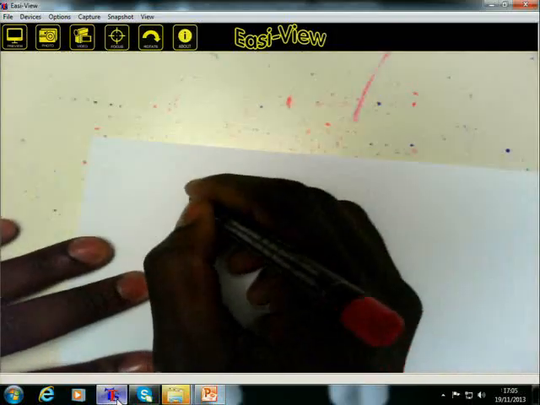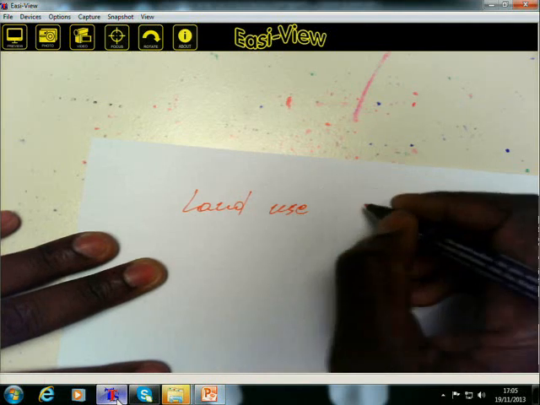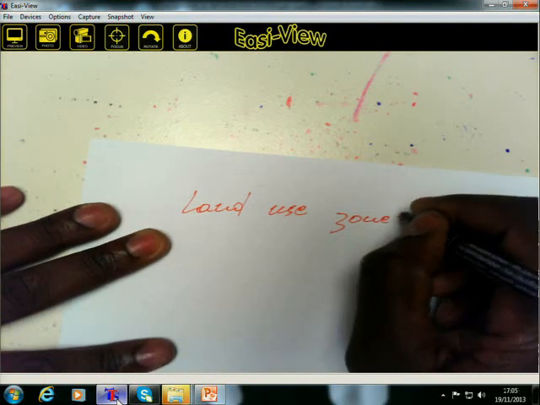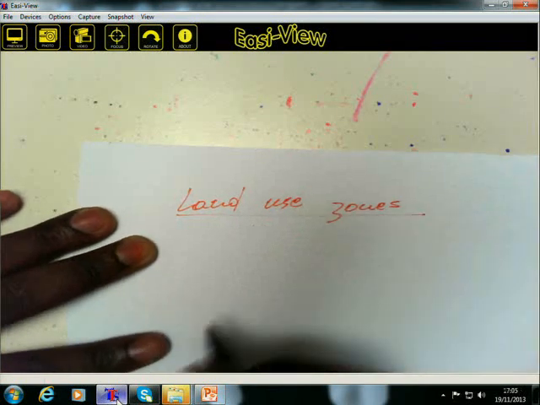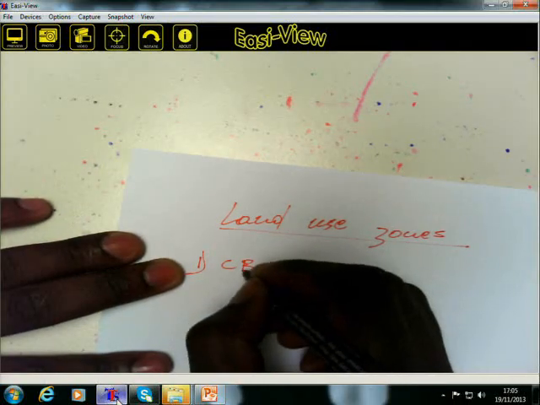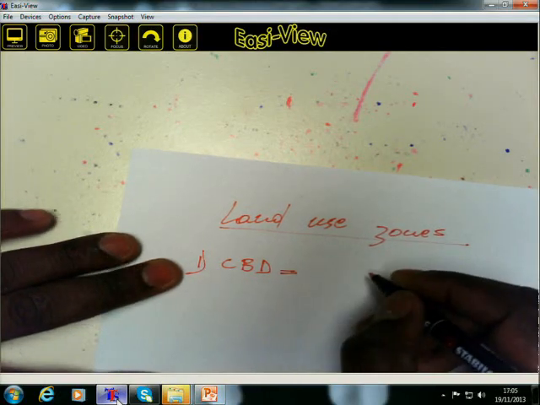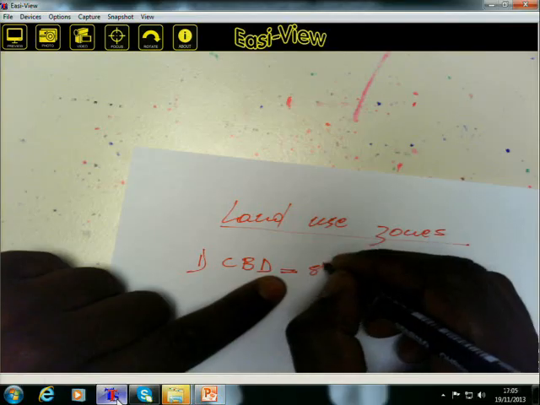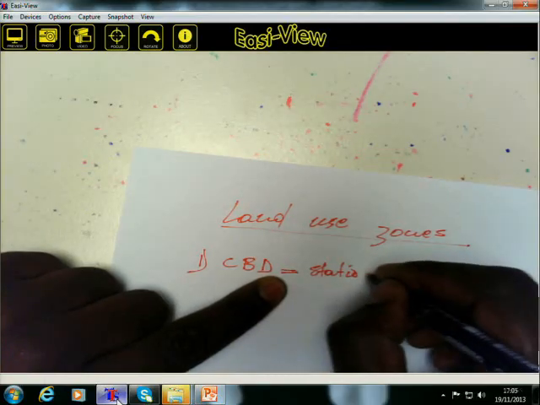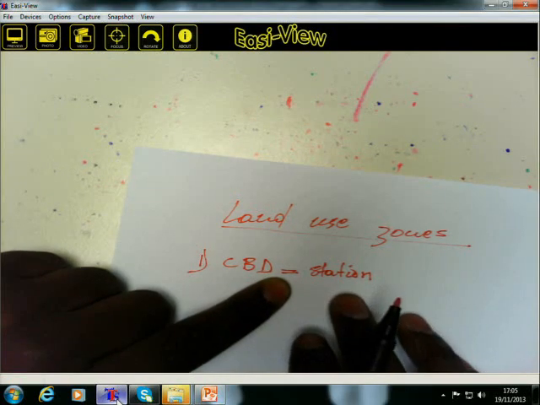From here, I want to move to the land use zones. Under the land use zones, firstly, remember you've got the city center, which is the CBD. Now we say the CBD, where is it located? We'll always find it next to a station. You don't have a town where the station is outside the area. CBD will be around the station.